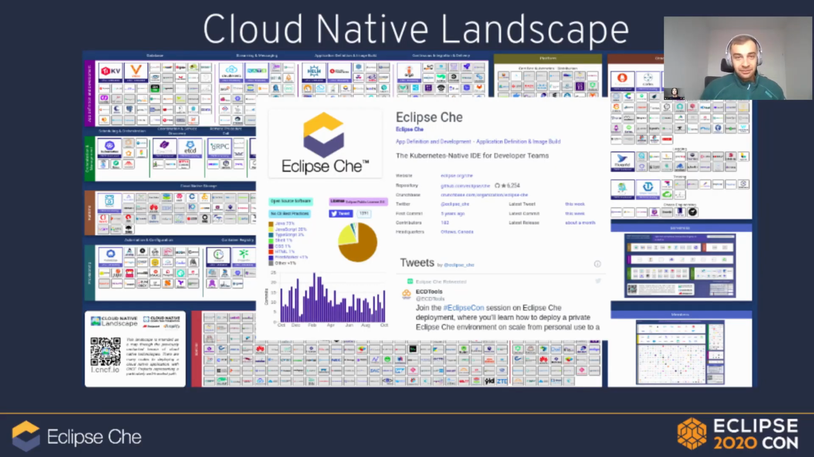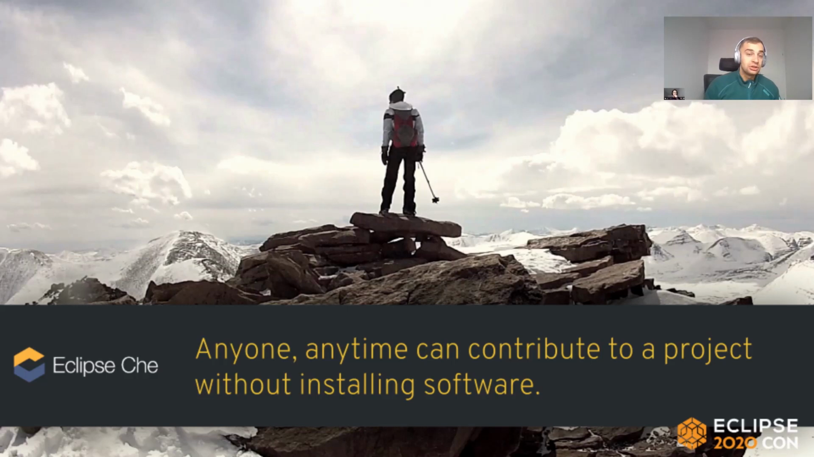Next slide, please. So here is Eclipse Che. And the motto of our project is that anyone, anytime, can contribute to a project without actually installing software. And if you think about it, our development environment and the applications changed dramatically over the last decade. What did coding look like, let's say, 15 years ago? It was Java from front to back, from top to bottom. So you had one version of JVM, one version of the application server, and it was pretty much it.